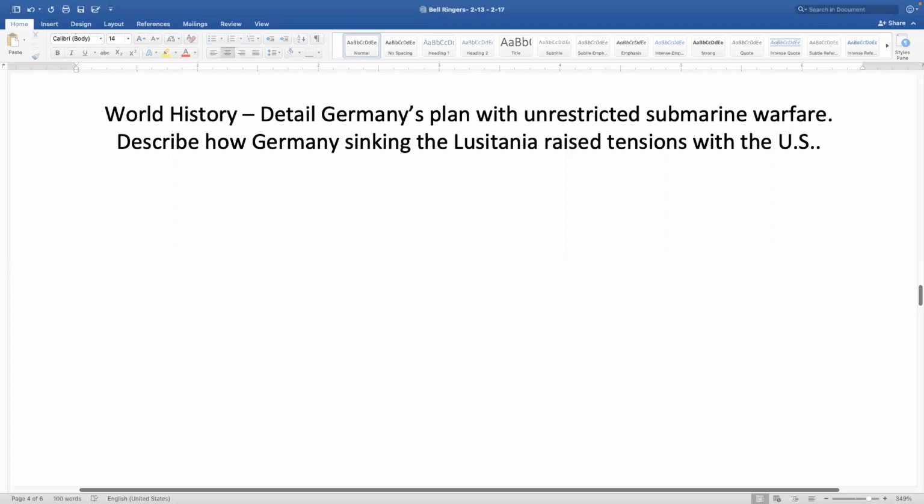All right, so detail Germany's plan with unrestricted submarine warfare. Describe how Germany sinking the Lusitania raised tensions with the United States.